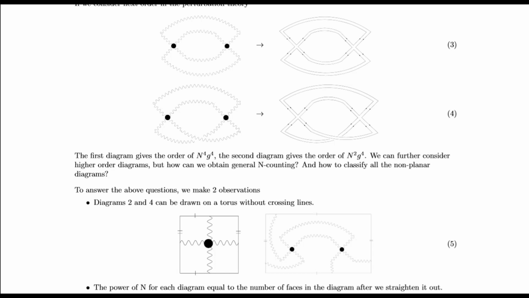Diagrams 2 and 4 can be drawn on a torus without crossing lines. The power of N for each diagram is equal to the number of faces in the diagram after we straighten it out.